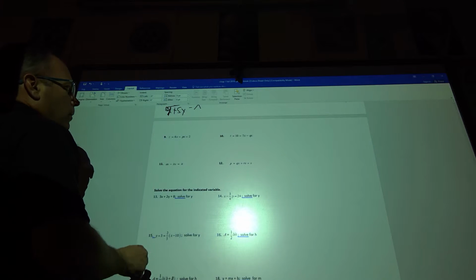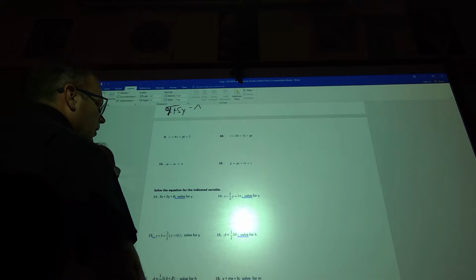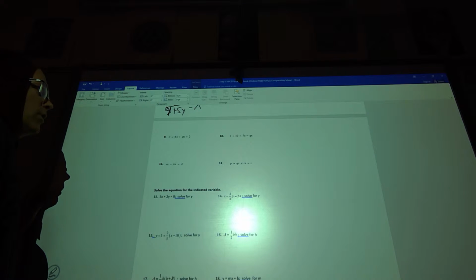My number 9 didn't show up real well, so I'm not going to work that one out. I apologize. It's probably going to be nice and clear on your worksheet.